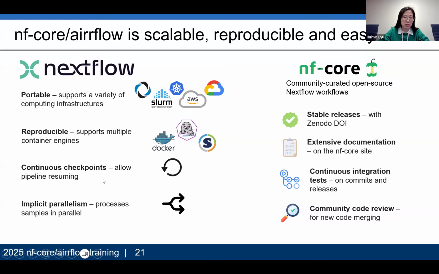It has continuous checkpoints when you run the pipeline. So if the pipeline fails at a point, after you fix a bug, it will not go back to the beginning. It will start from the failure point. And also a lot of processes are run in parallel.